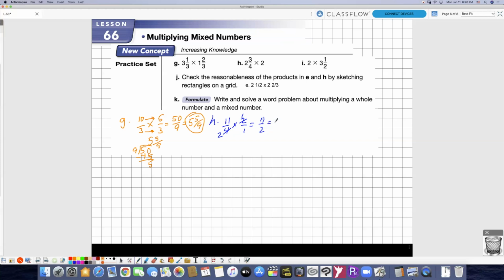And maybe you know what 11 halves is. Maybe you know that 5 times 2 will get me to 10, and 10 is 1 away from 11, and the denominator just stays half. So 5.5. Letter I.